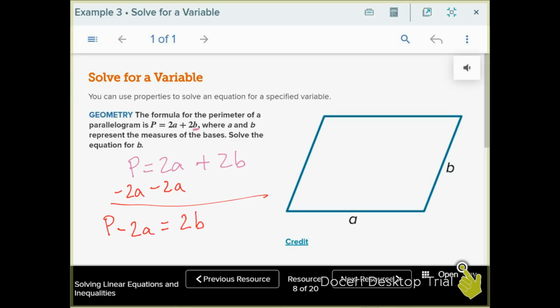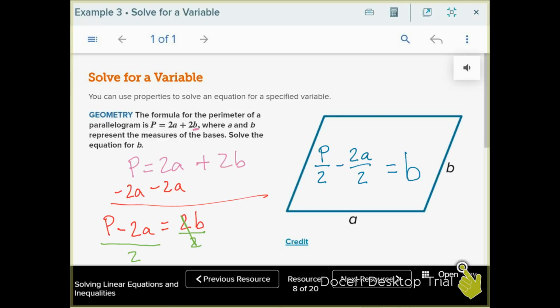Now, b is almost alone. My final step is to get rid of that 2. That 2 is multiplying b, so I divide by 2. Whatever I do to one side, I do to the entire other side. So I can kind of distribute the dividing by 2. Our 2's on this side cancel out, and I will write my equation in blue on the inside. Actually, let me keep it in the same order. I'll do b on this side. b is equal to p over 2 minus 2a over 2.